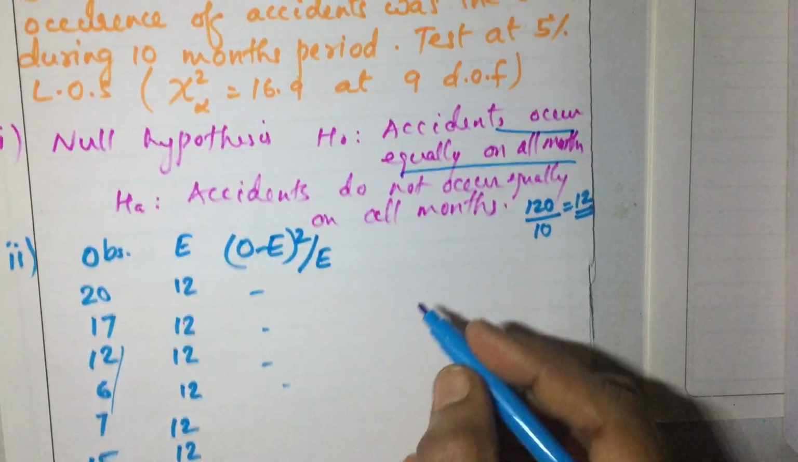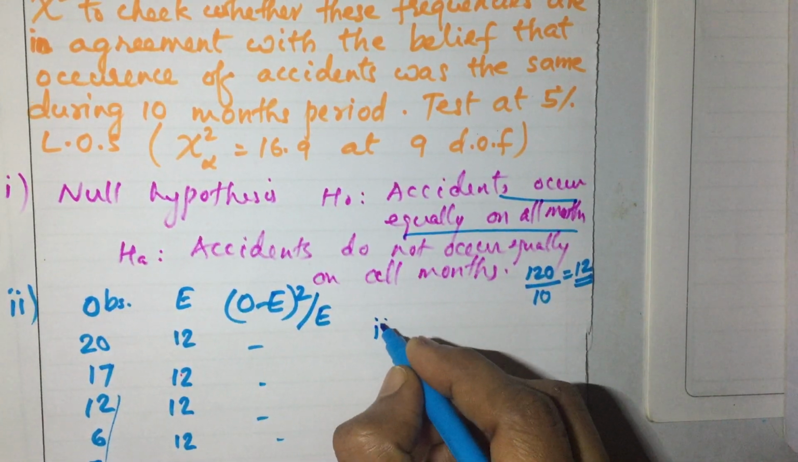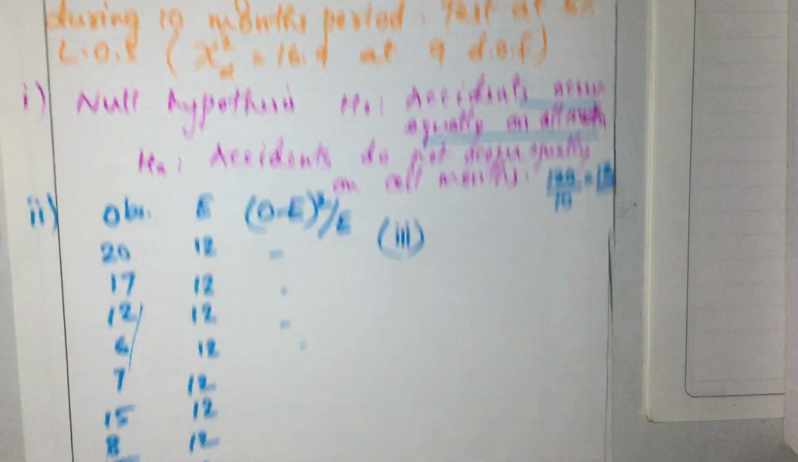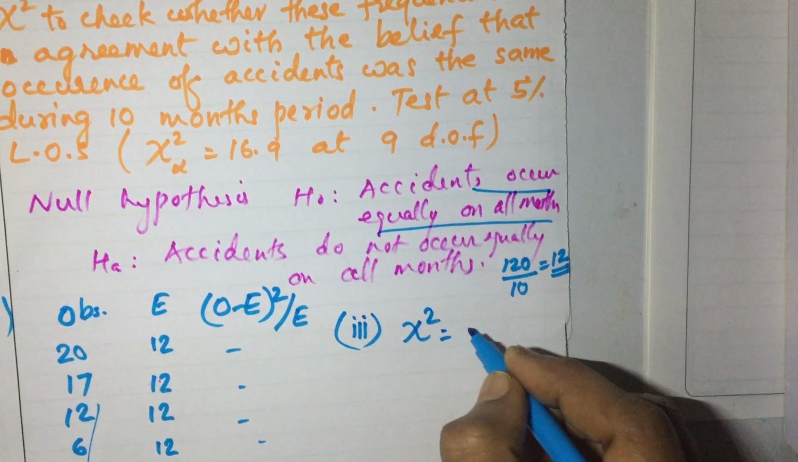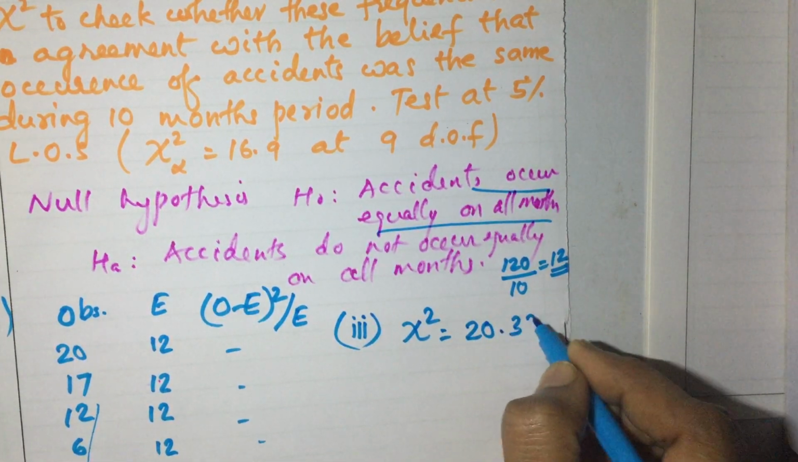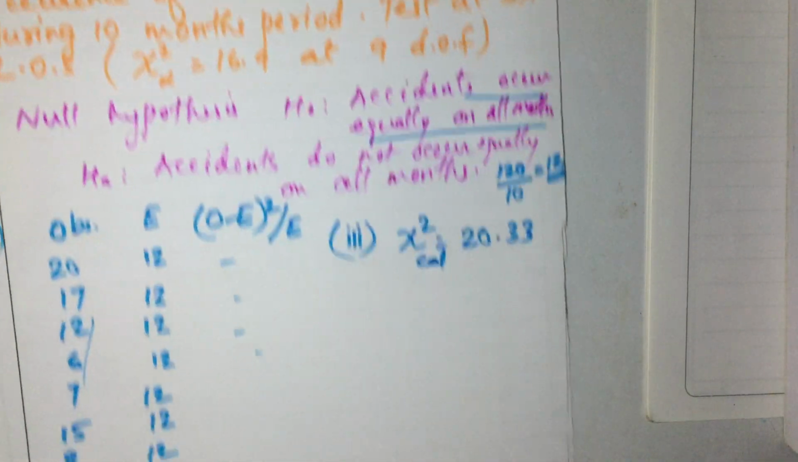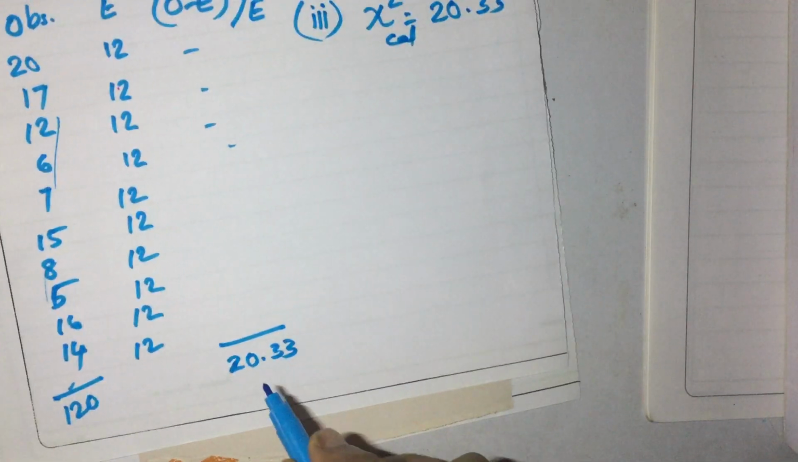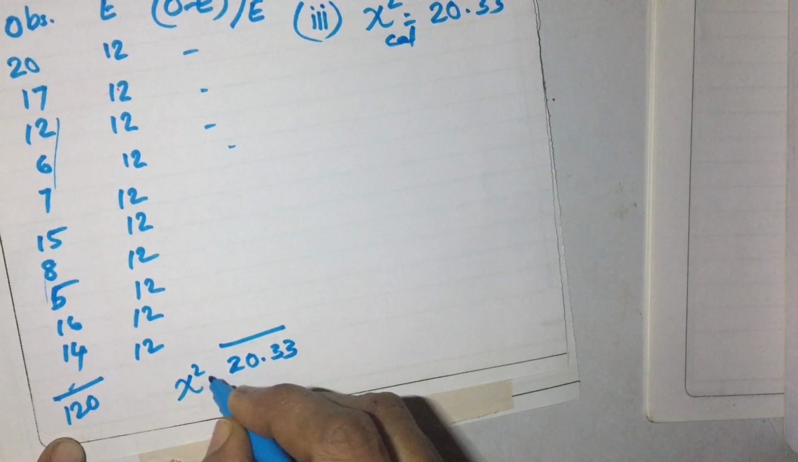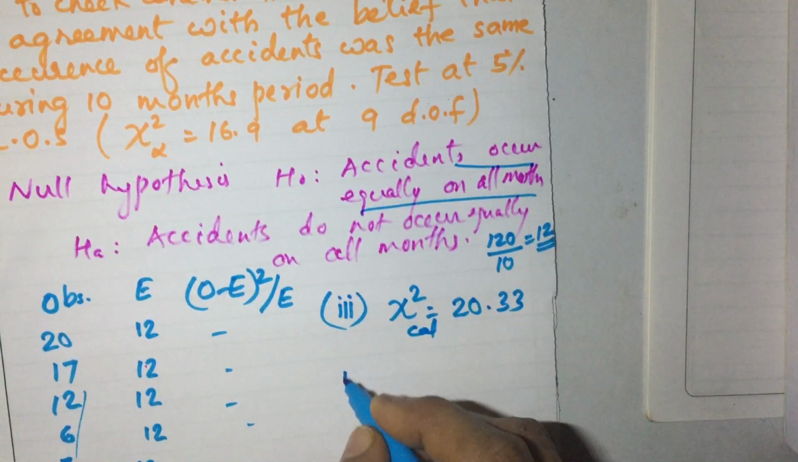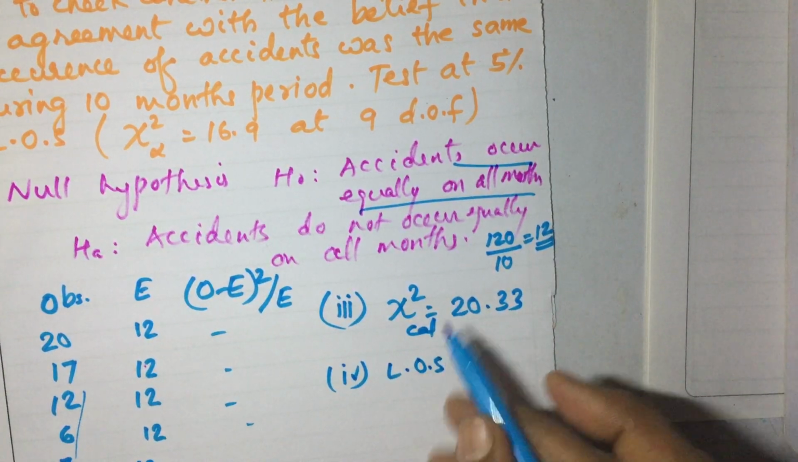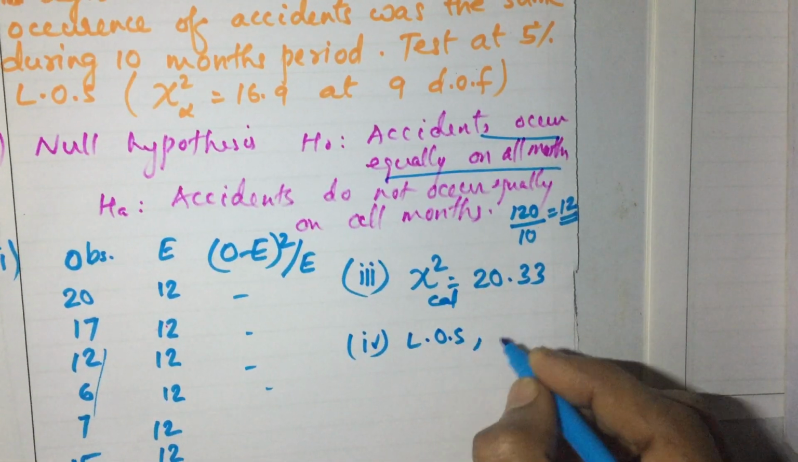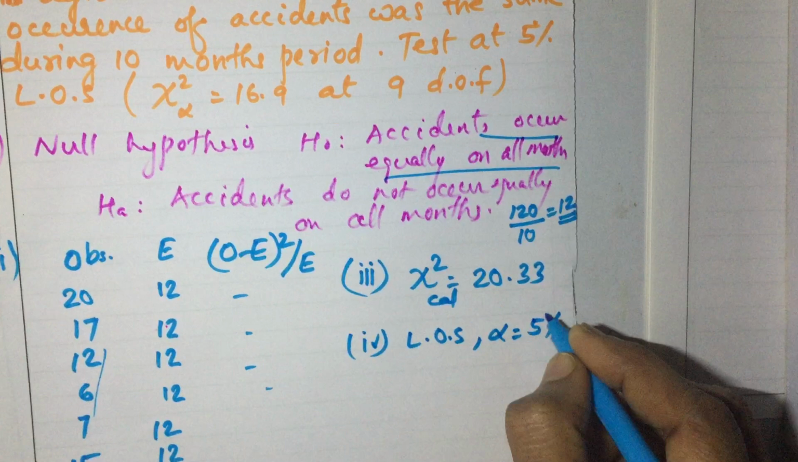Now, so the chi-square we got is 20.33. Chi-square calculated is the sum of O minus E the whole square divided by E. So this is your chi-square. Now the fourth one, level of significance, it is given, it is 5%. So level of significance alpha is 5%.